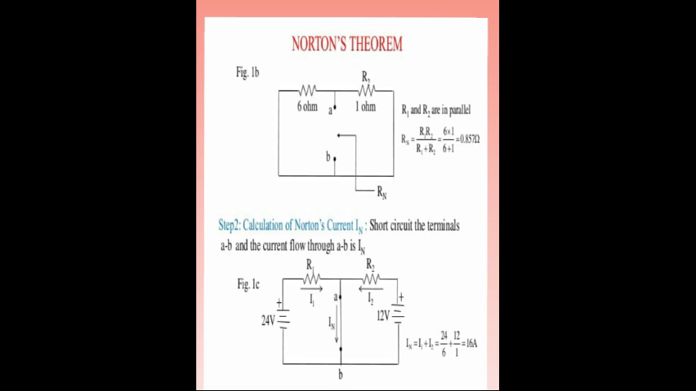In the given figure, R internal across points AB is the parallel of 6 ohm and 1 ohm. So the value of Rin is 6 into 1 upon 6 plus 1, that is 0.857 ohm. In step 2, we want to find the value of ISC or short circuit current.